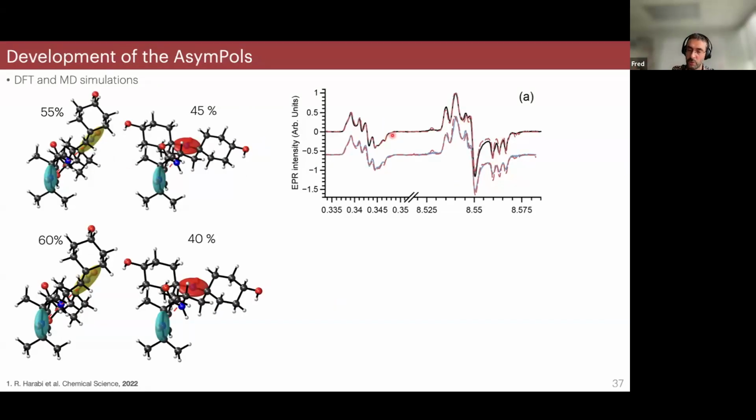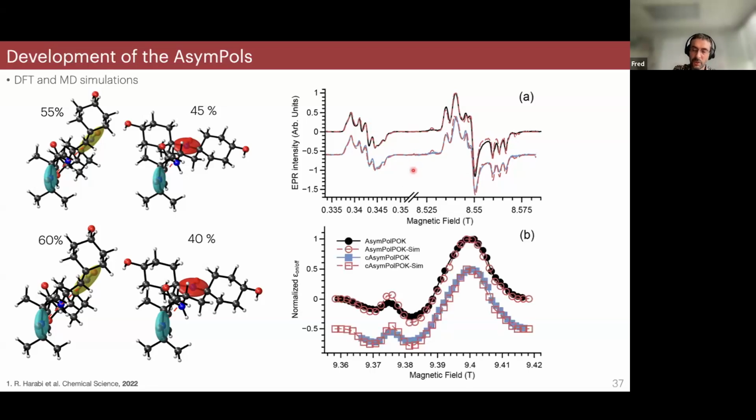Actually, the values I showed are extracted from the fit. And now this is AsymPol POC, and this is C-AsymPol POC, and the agreement between simulations, in red, and experiments is very good. And once again, you can fit the DNP field profiles.